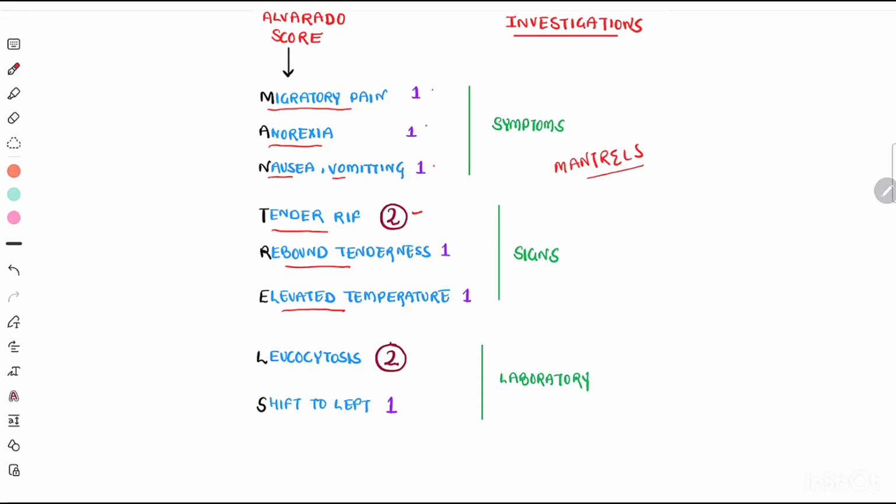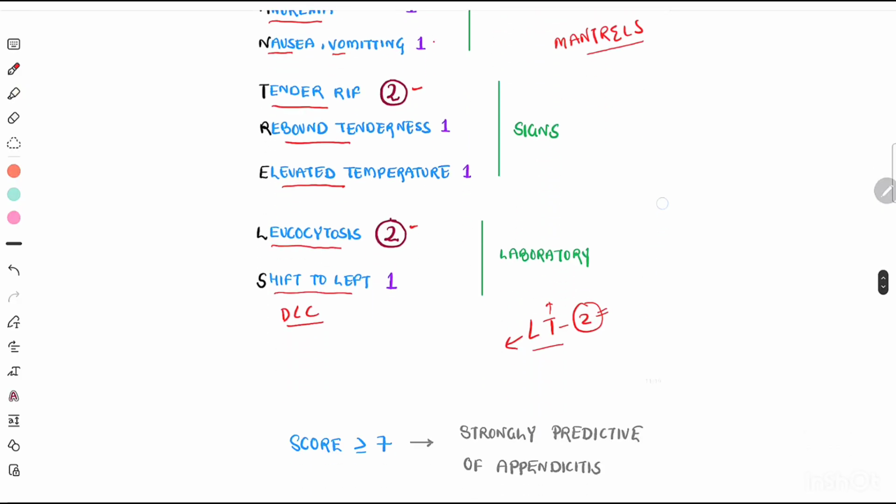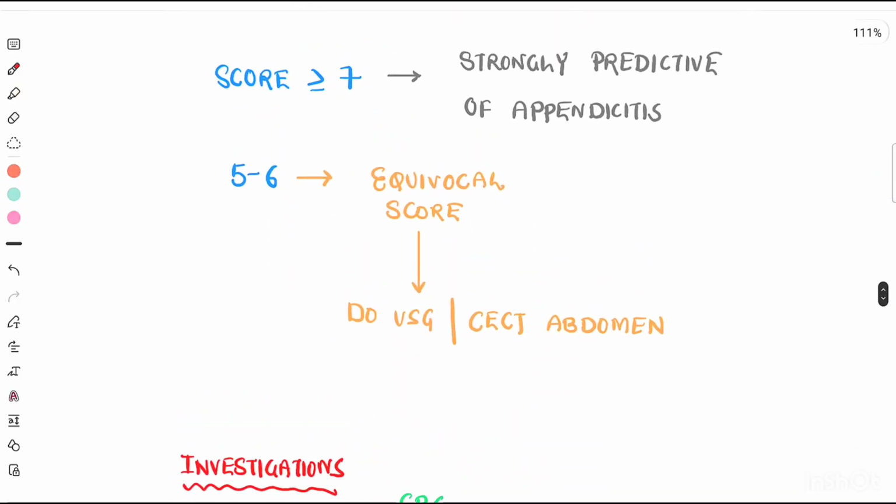These are the signs, and then we are going to order some laboratory investigations like leukocytosis, and there will be a shift to the left in DLC. So we are going to give 2 points to leukocytosis. So you can remember it by LT2. For leukocytosis and tenderness, 2 points are given. If the score is greater than 7, then this is strongly predictive of appendicitis, and if the score is 5 to 6, then it is an equivocal score. You have to do USG or CT abdomen to confirm the diagnosis of appendicitis.